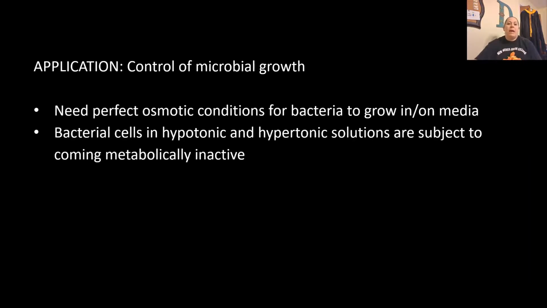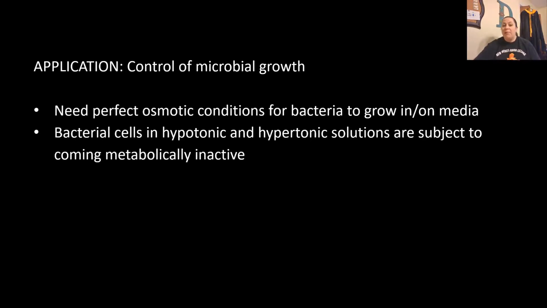So an application, well, this whole idea of water and the movement of water in different solutions could control microbial growth. In order for bacteria to grow properly, they need perfect osmotic conditions. So this is why when we do cultures and we want to grow it in the lab, we need to give those good conditions on the media.